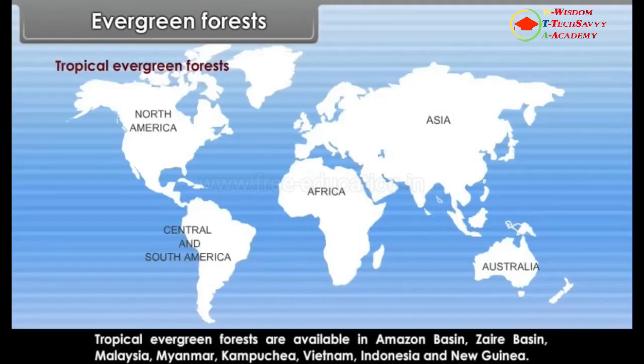Tropical evergreen forests are available in Amazon Basin, Zaire Basin, Malaysia, Myanmar, Cambodia, Vietnam, Indonesia, and New Guinea.